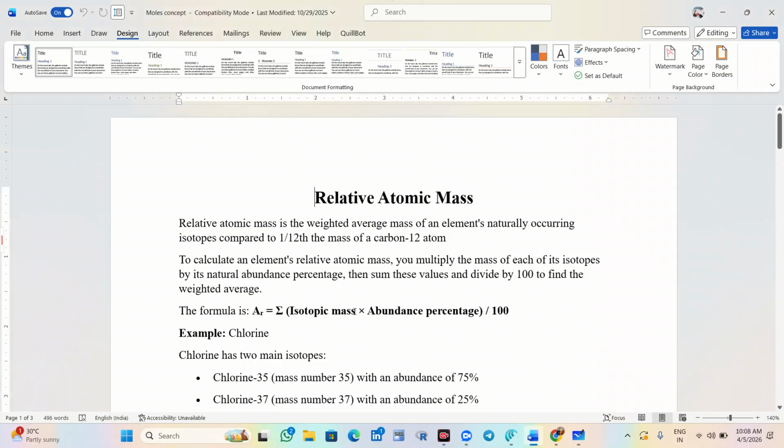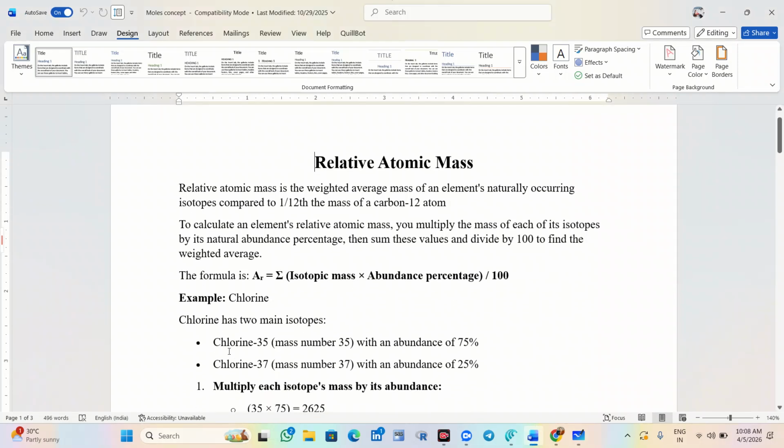See here, these are the examples. For example, if we take chlorine, chlorine has mass number 35 and its abundance value is 75%. And some chlorines may have mass number 37 and its abundance will be 25%. This is nothing but the difference in the percentage of the isotopes. For that reason only we need to calculate the relative atomic mass.